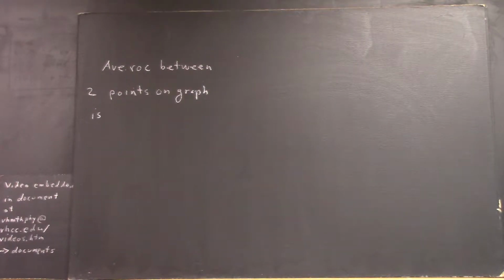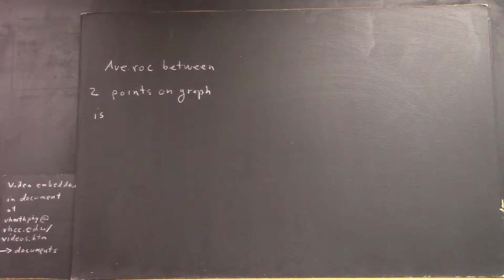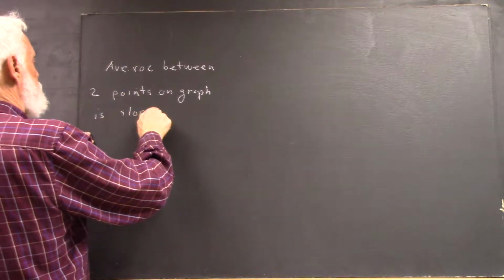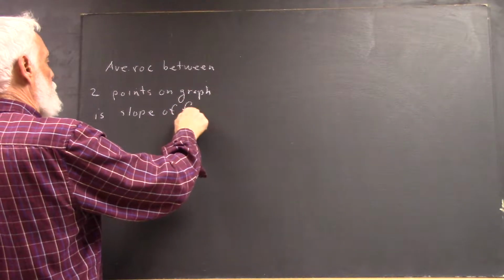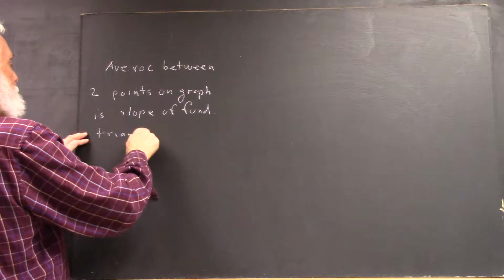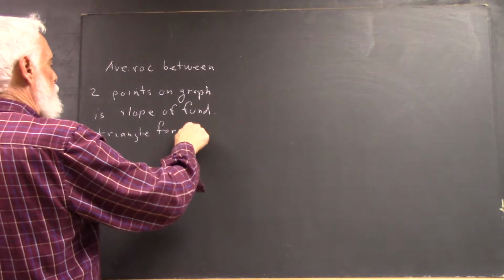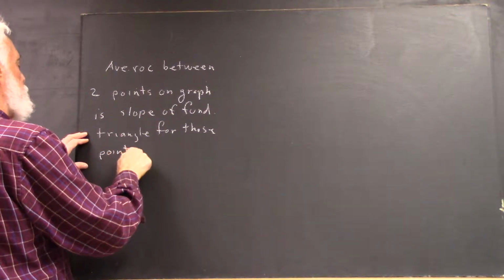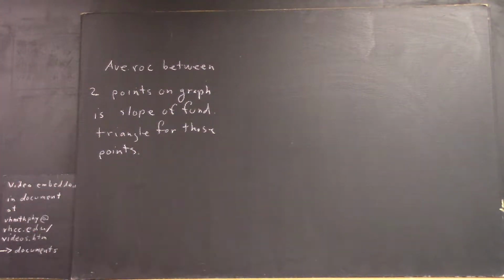Well, what it is, the slope of the fundamental triangle for those points. So if you've got 2 points, I'm fairly well convinced that everybody that's been doing their homework understands what to do with a fundamental triangle. And so probably do people who are only doing some of the homework.